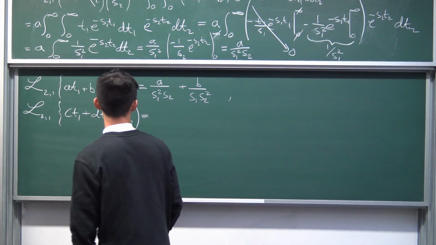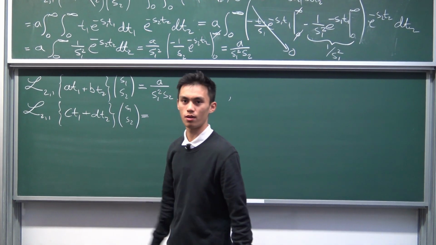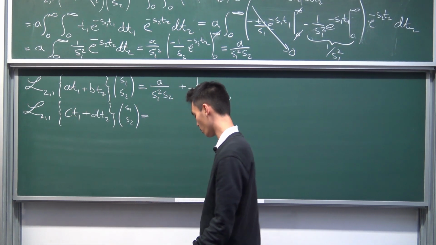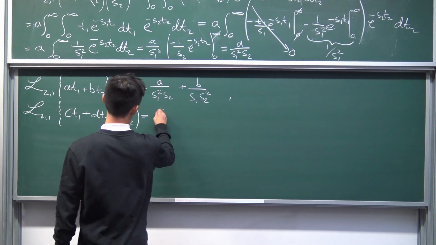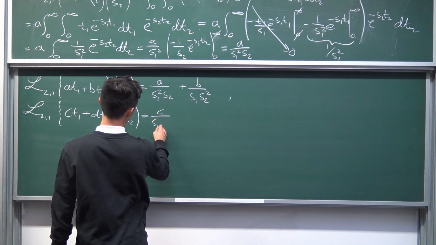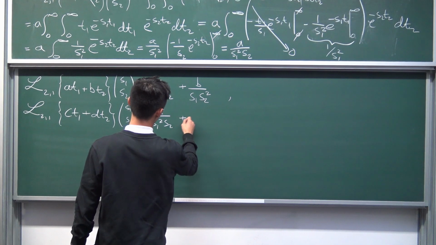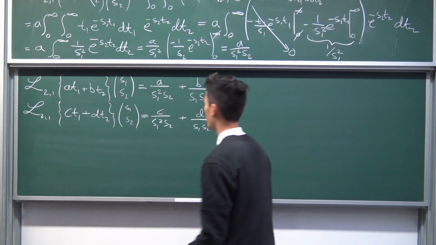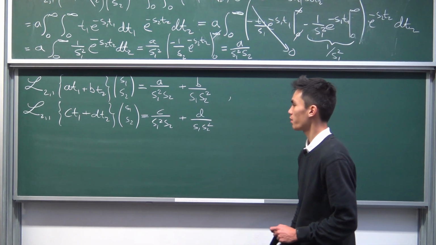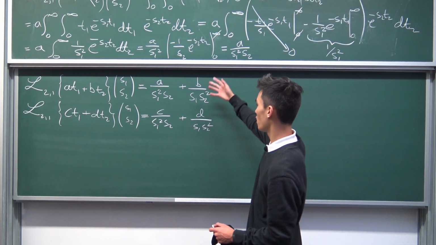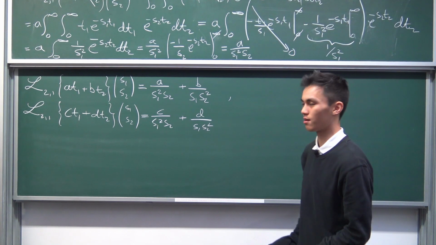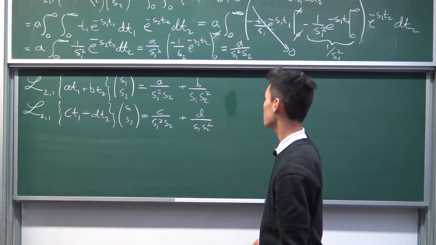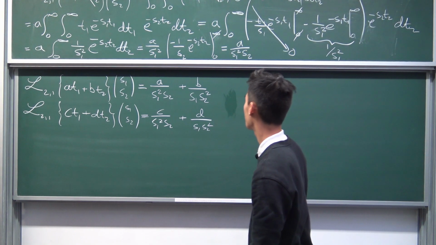So what is this going to give us? Well, it's pretty obvious what this would give us because we're just changing a's to c's and b's to d's. It's really quite simple. So this is going to be pretty much the same thing. We have c over s1 squared s2, and then plus d over s1 s2 squared. So that's quite nice. Now, we're pretty much almost done. We just need to put all these guys into one big matrix, and then we're pretty much done with the calculations.